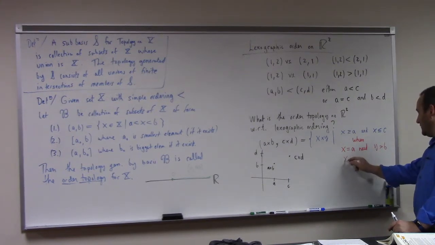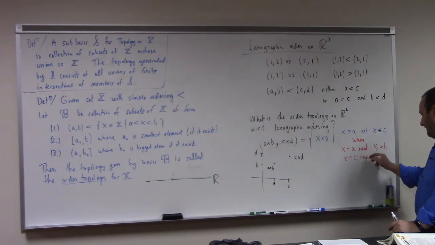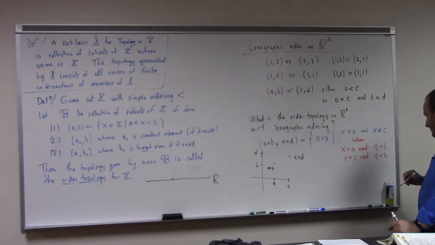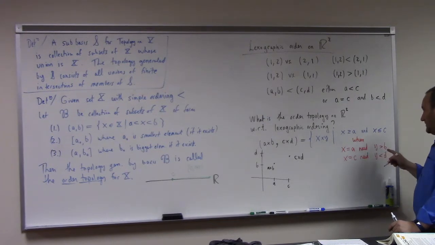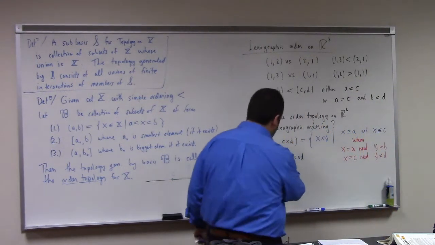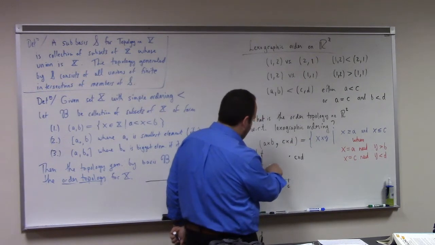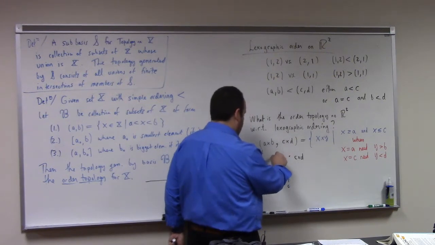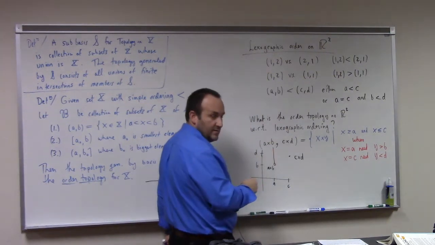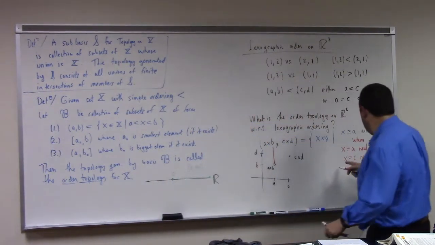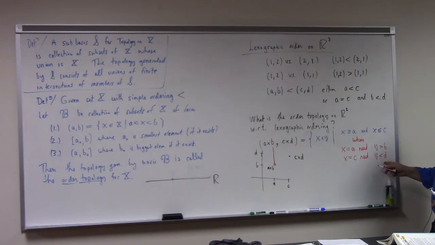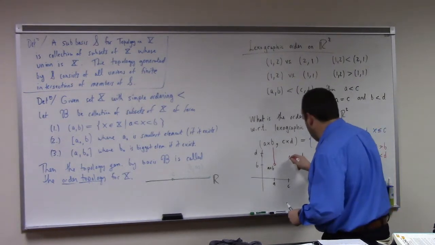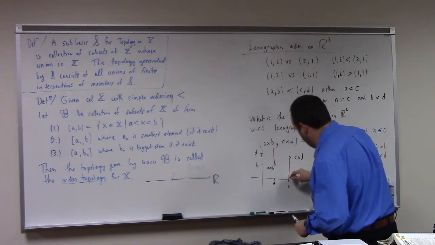When X equals C, we need just that Y is less than D. Y is less than D. All right. Oh, D, not B, yeah, sorry. Okay, so let's focus on the red part first. That's when X equals A. We have Y greater than B, right? So pretty much that's like this forever and ever up, right? And the other one, X equals C, Y less than D, right? So that's like this forever and ever down, right?